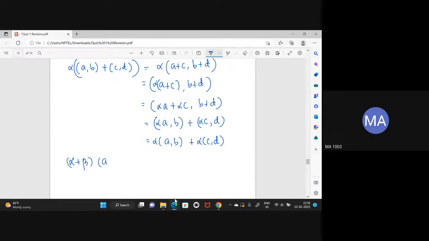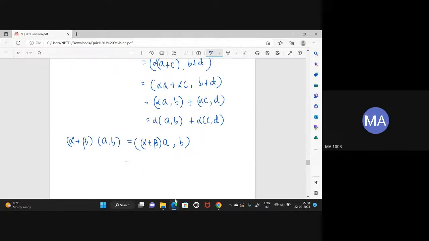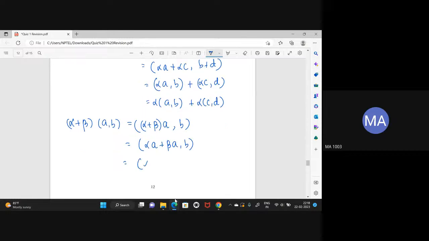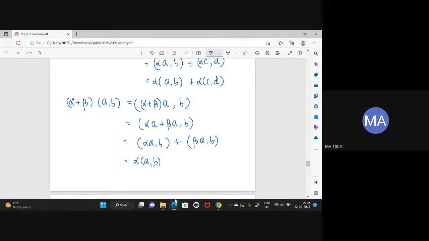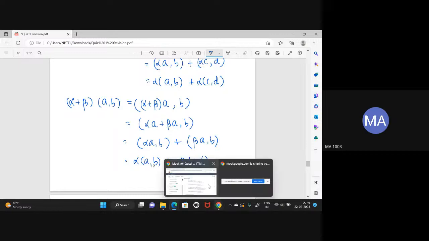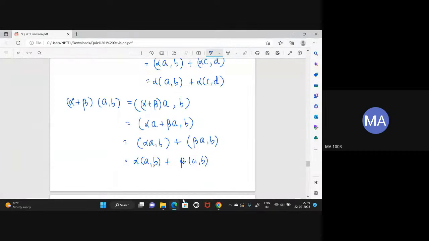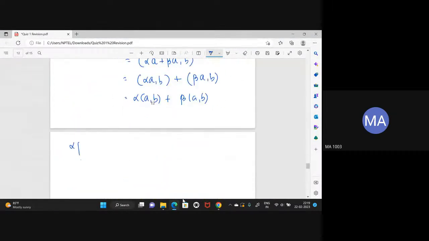Alpha plus beta times A comma B. What is this? Alpha plus beta times A, comma B. Oh, this also seems to work. Alpha A plus beta A comma B, which is alpha times A comma B plus beta times A comma B. This also works, right? Addition, no problem. Of the other four conditions, we have checked three. Let's check the other one. Alpha beta times A comma B should also work, right? Yes. This is alpha times beta A comma B. So it is a vector space.